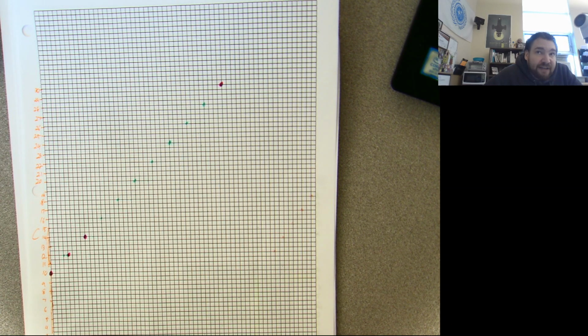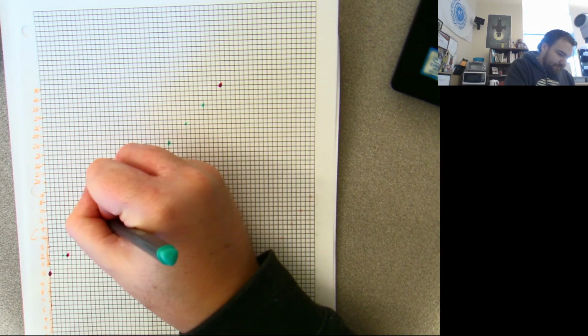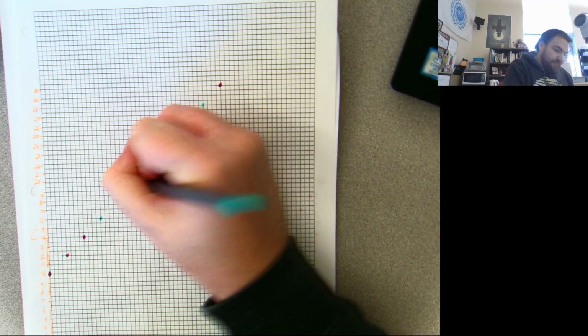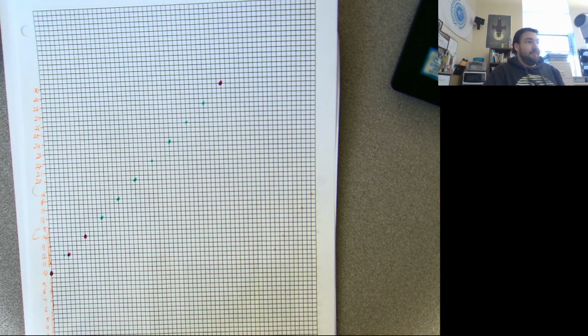Why did I not connect the dots on this? There's a reason that the dots were not connected. What is it? Scarlett? You can't have a fraction of a ride.